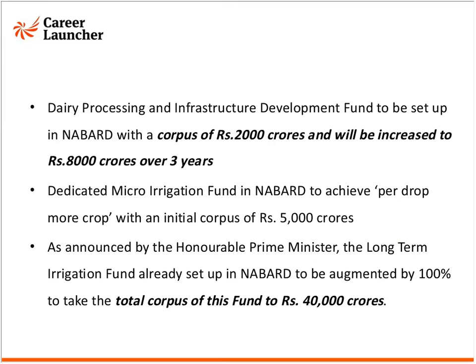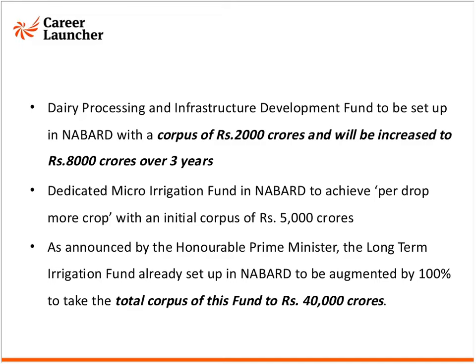So you want to ensure that whatever water you are utilizing is used in the best way for the farmers, and that's why you want to focus on micro irrigation, with companies that set up micro irrigation for plants. More crop per drop is the focus of micro irrigation, and for that the government has set aside 5000 crores.